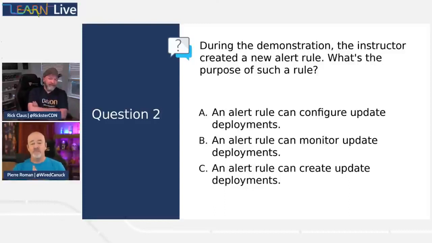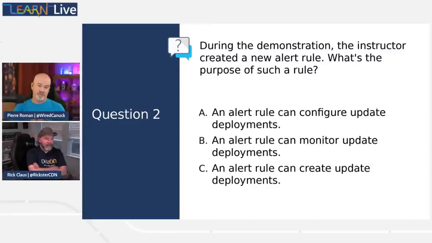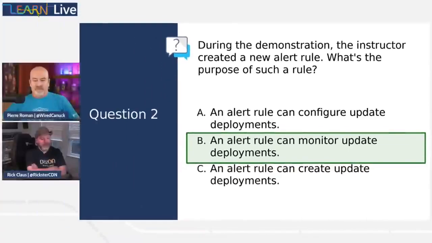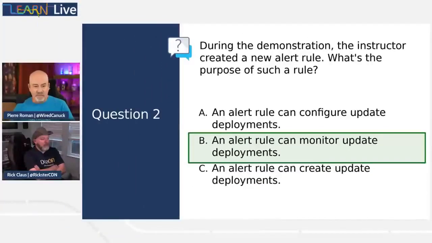It would have to be B because it reports on whether or not an event has happened. Right. Take a look at it. The answer to this one here is B. An alert rule monitors update deployments. Good job. All right. So these are quick little quizzes, they called them in the actual units inside of the learning module. What else we got next?